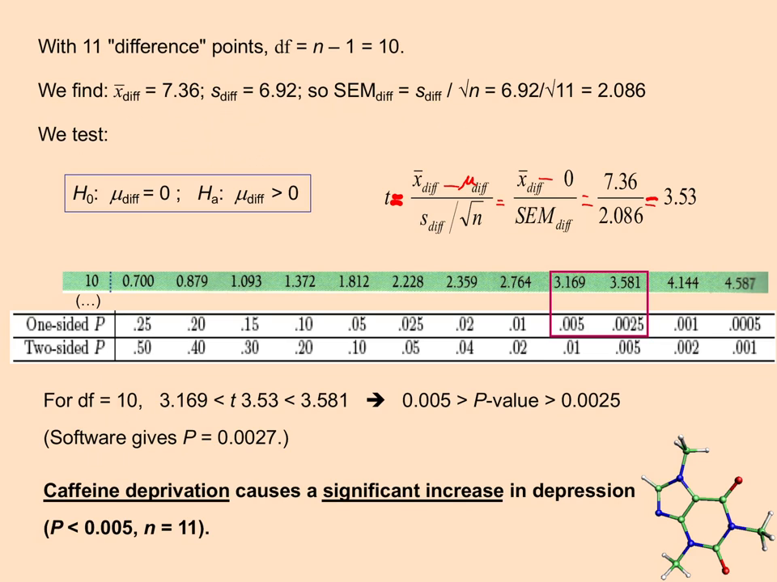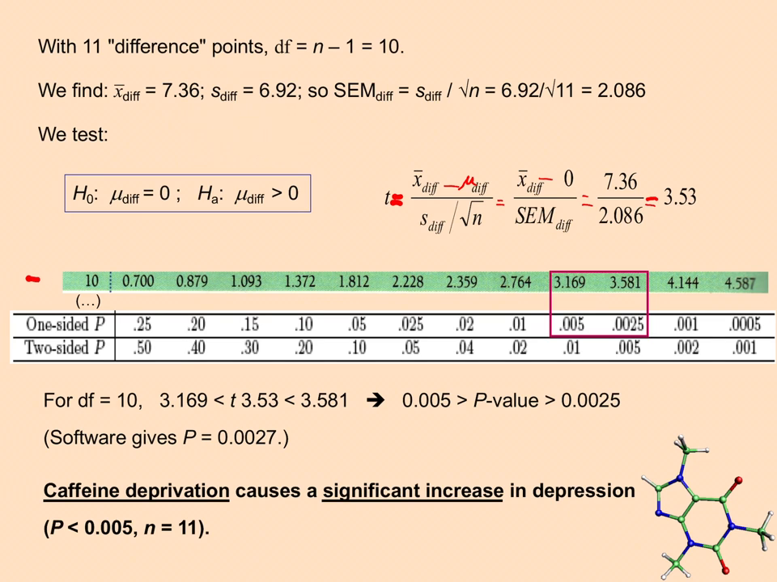3.53. So right off the bat, that's telling you that this sample mean difference of 7.36 lies approximately 3.5 standard deviations away from our hypothesized null mean of no difference of 0. Right there, you know you're already better than 95% certain that this is a real effect. But let's see how certain.